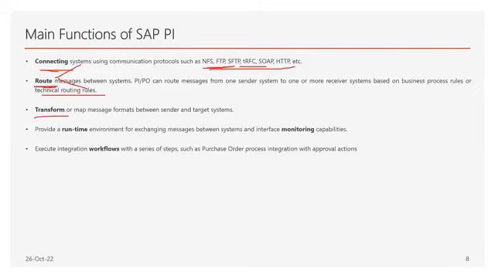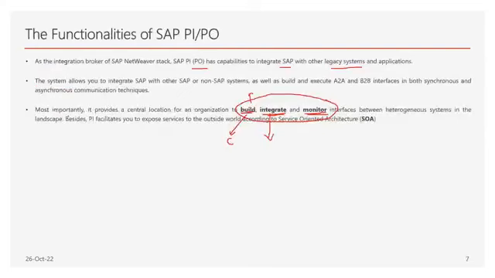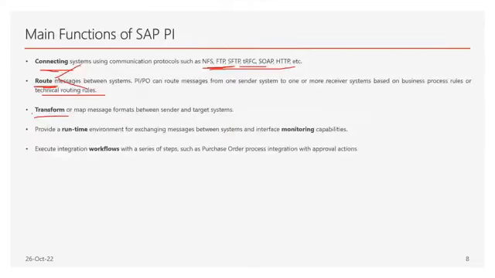Transformation: let us assume that you receive the data in a specific format, where you have some specific structure, whereas your receiver expects the data in a different structure. So what you do is transform the data from one structure to another structure, and that can be done in your PI.